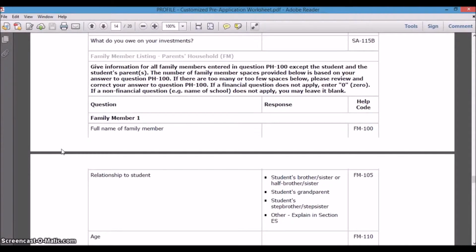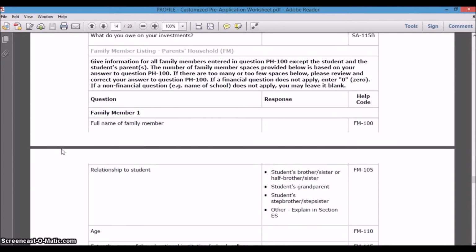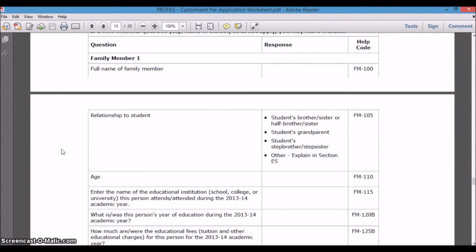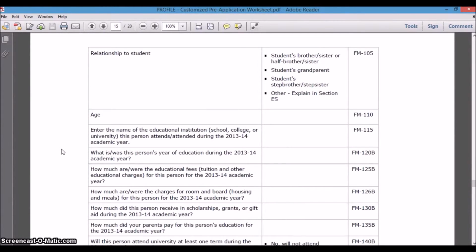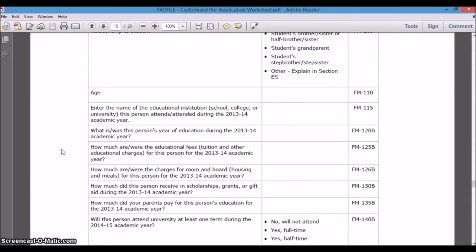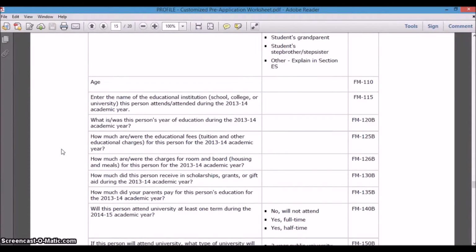So this is an extension of the answer you provided in the previous section, in which you stated how many people are dependent on your parents. First you list the full name of the family member, and you write the relation to you, and you write the age, and you do the same thing for everyone that's dependent on your parents.